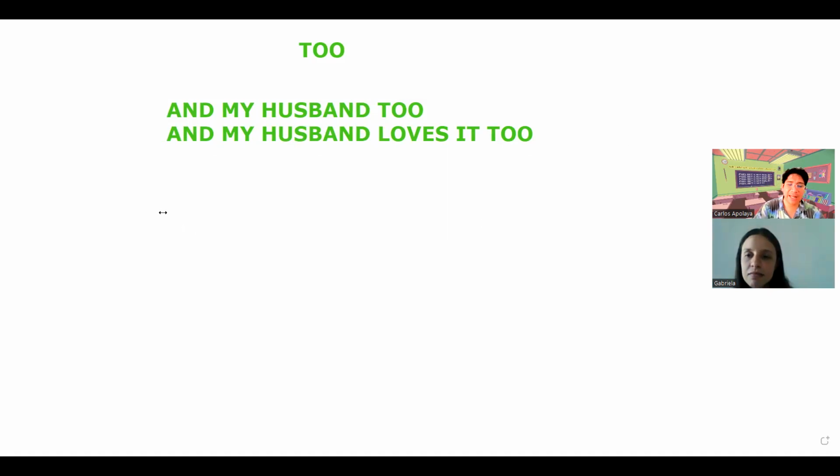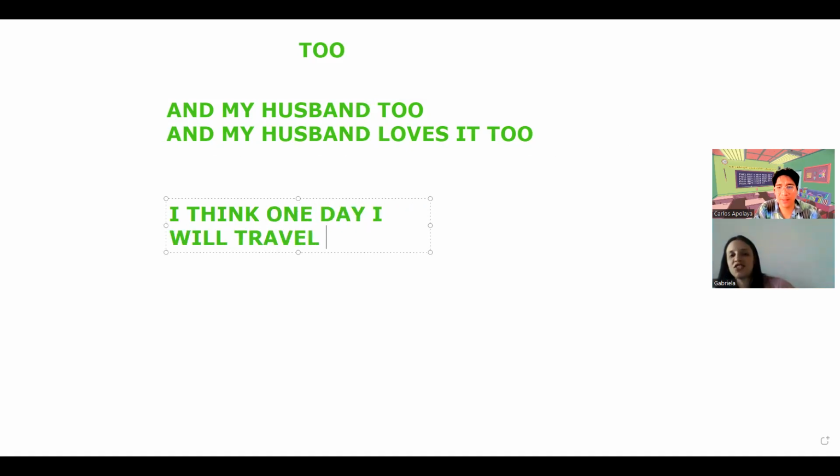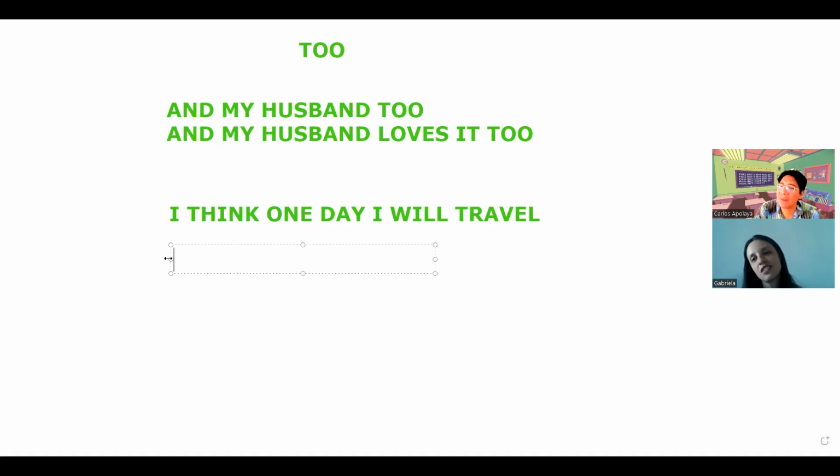En lugar de decir I think one day I will travel, creo que dijiste saying one day. I will, I wish, travel. I wish puede ser también, ¿no? I wish. O el que ya vimos, I hope.